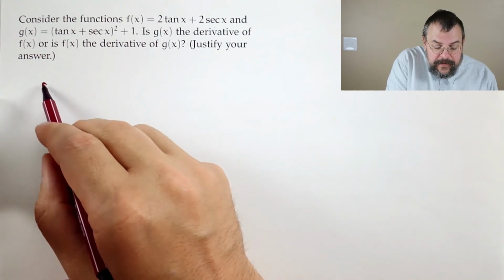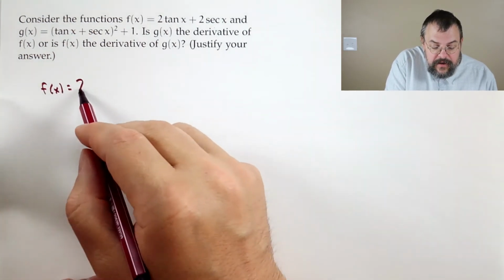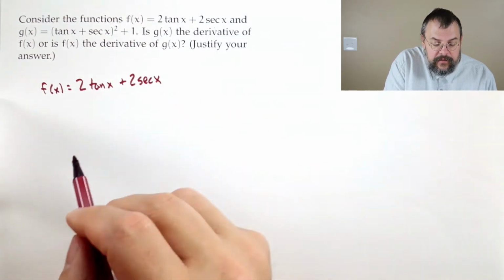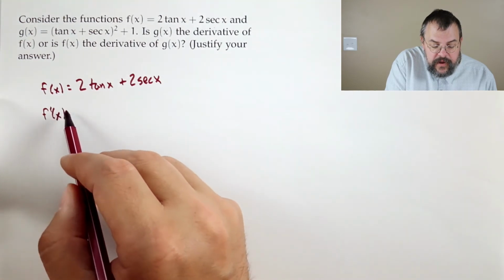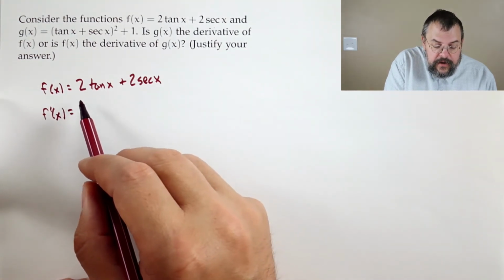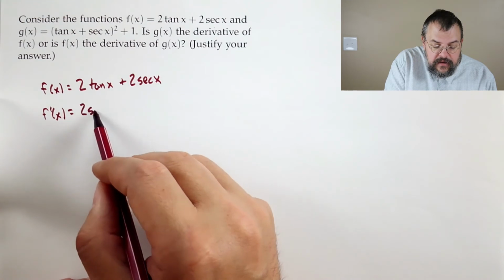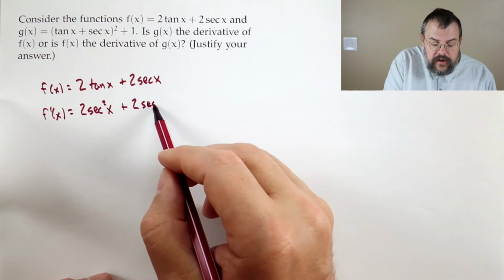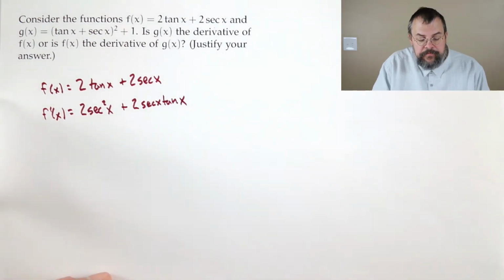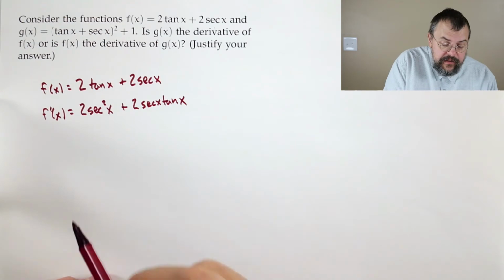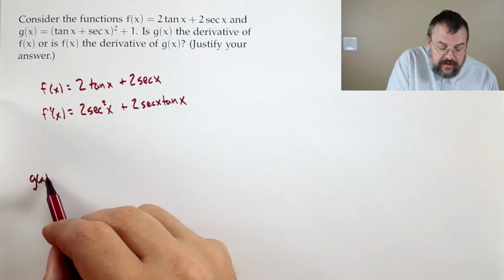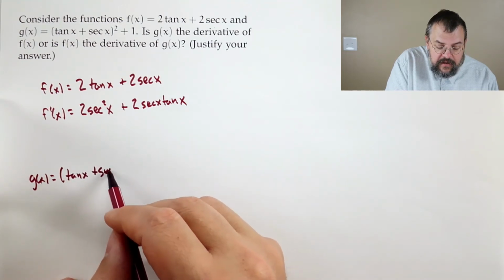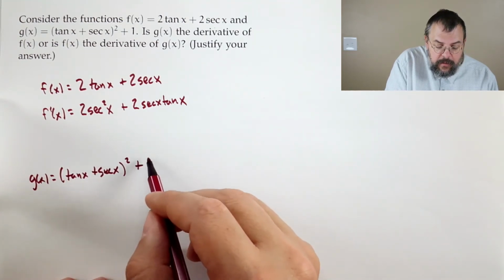So f of x is 2 tangent of x plus 2 secant x. So what is f prime of x? Well, derivative of tangent is secant squared. Derivative of secant is secant tangent. All right. Now, let's compare it to g of x. So what do we know about g of x? Well, it's tangent of x plus secant of x, quantity squared, plus 1.